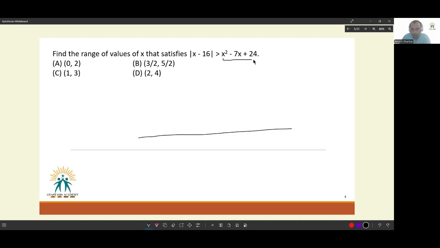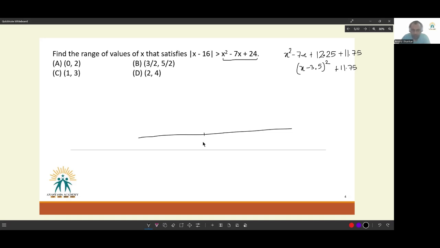Now, the two roots here that I'm seeking, 2x square minus 7x plus 24. I can break it down as 24 into two parts, which should give a difference of 7 or a sum of 7, not possible. So I'll break it as x square minus 7x plus 12.25 plus 11.75. So this is x minus 3.5 whole square plus 11.75.